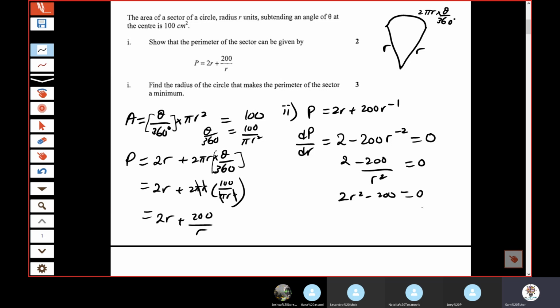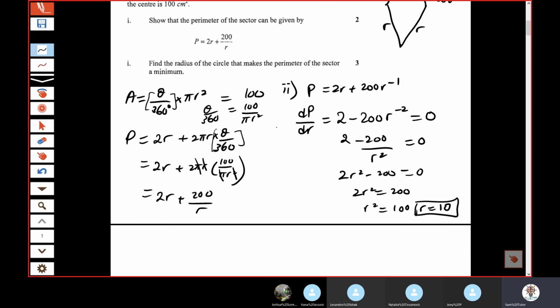There we go, we're getting the hang of it. What do we do to the 200 now? What do we do with the 2? What do we do with the squared? R equals 10. It says find the radius, so you're technically done.